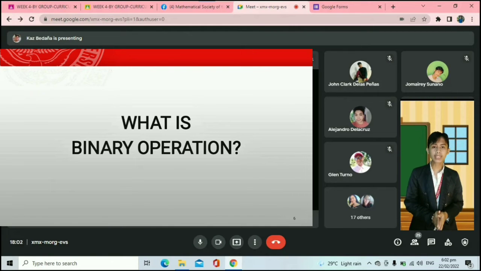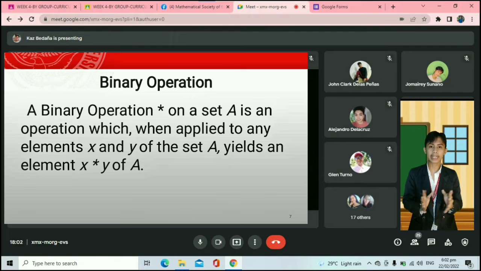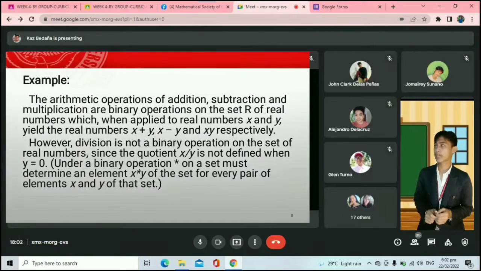Now, we're going to discuss what a binary operation is. A binary operation, asterisk, so asterisk represents the binary operation. A binary operation asterisk on a set A is an operation which, when applied to any elements x and y of the set A, yields an element x asterisk y of A. Let's have an example so that we could clearly understand what a binary operation is.